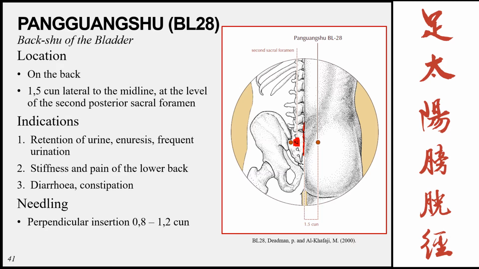The indications for this point, so the first set of indications are related to it being the back shu of the bladder. Therefore, it can treat disorders of the bladder organ. So it can be used for things such as retention of urine, enuresis, and frequent urination. And then due to its location, it can also be used for stiffness and pain of the lower back. And then its final uses are for diarrhea or constipation. Needling, we're doing perpendicular insertion, 0.8 to 1.2 tsun.